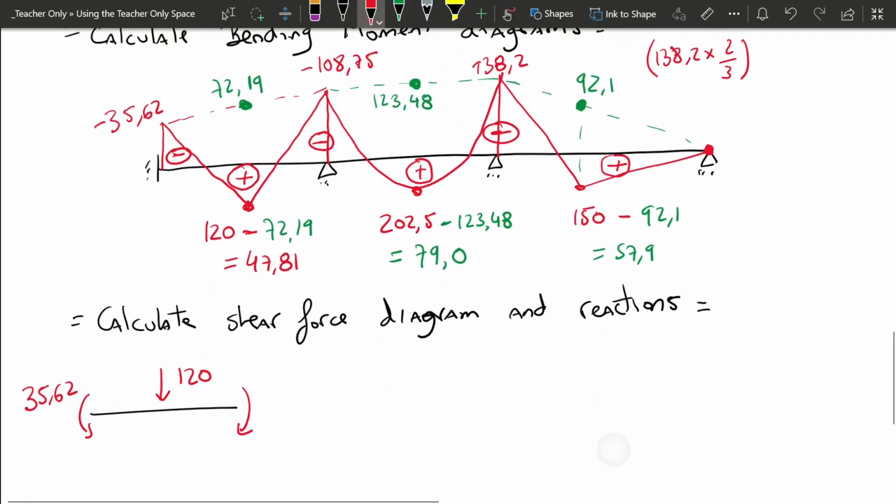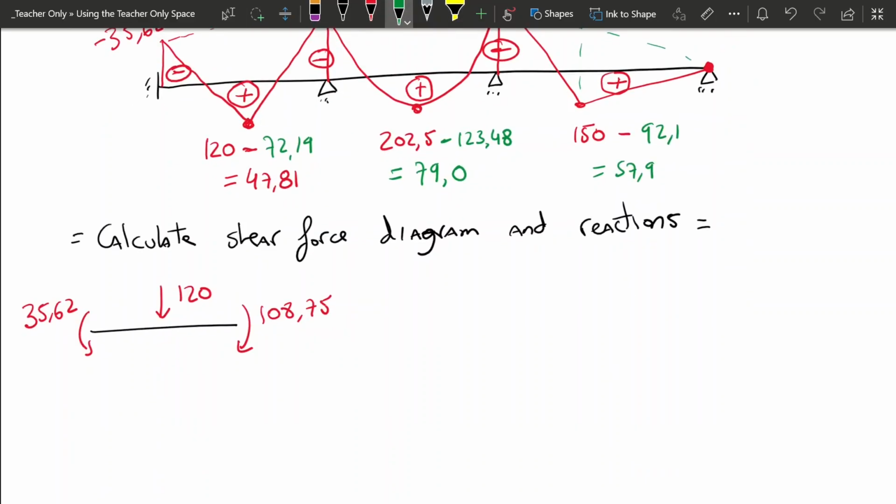35.62 and 108.75. So if we take only the load of 120, we know to the left we're going to get 60, and to the right we're going to get 60. Now, because of the moment, we know that 108 is bigger than 35, so the clockwise moment is larger, so we need to provide counterclockwise reaction. So down on the left, up on the right.